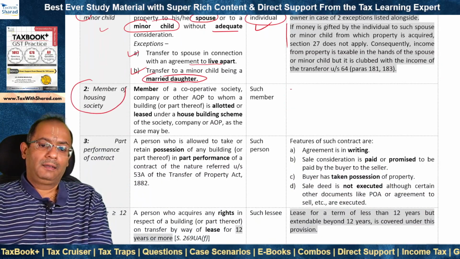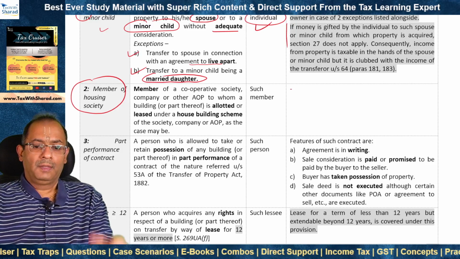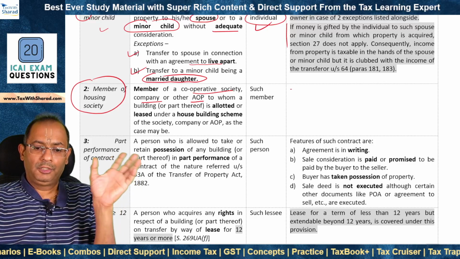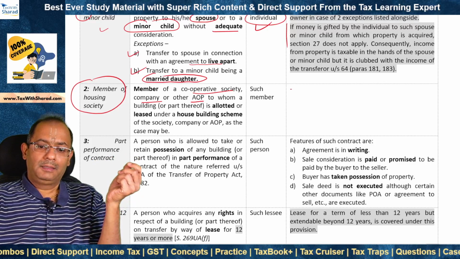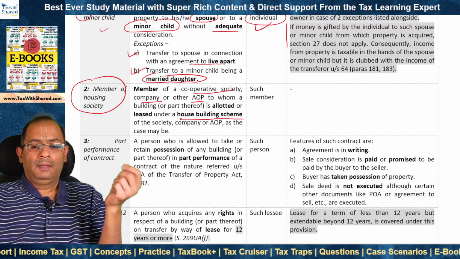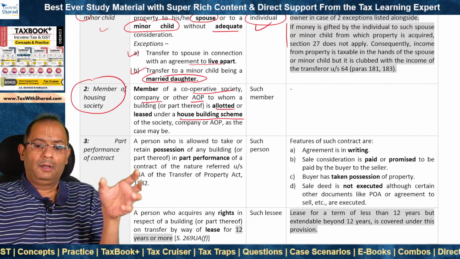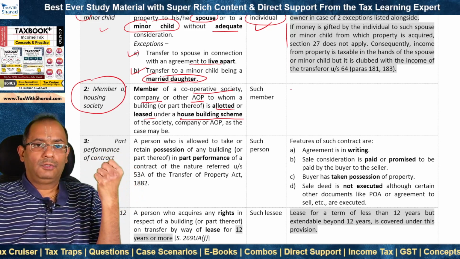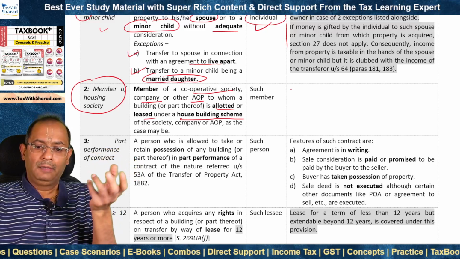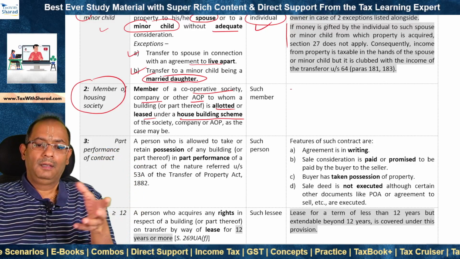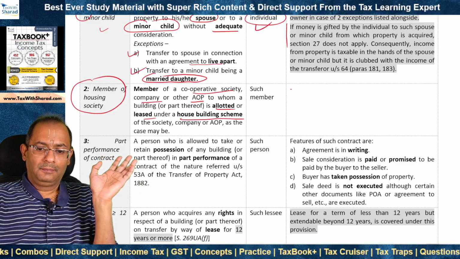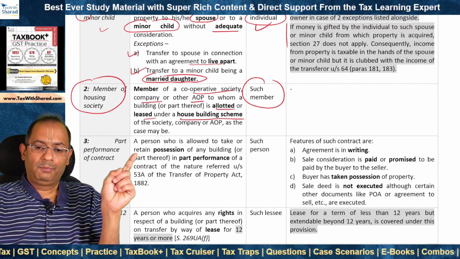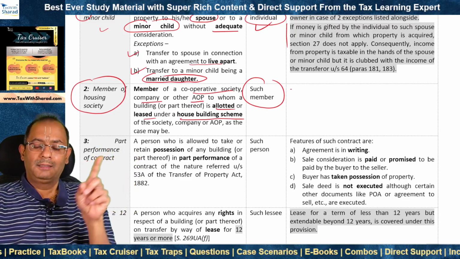Second situation is that of a member of a housing society. Now a person can become a member of a cooperative society, company or other association of persons, right? And such entity has a house building scheme under which the member is allotted or is leased a house property. So for example, a group housing society, which is a cooperative society, and an individual becomes a member on account of which he is allotted a flat. So section 27 says that such member is then deemed to be the owner of such property, and accordingly income is taxable in his hands.